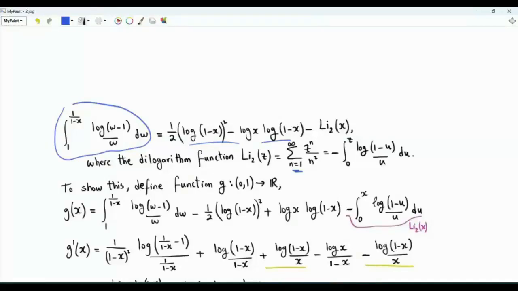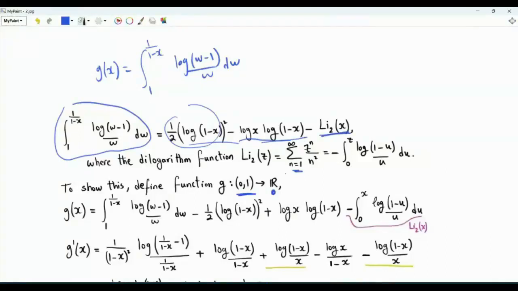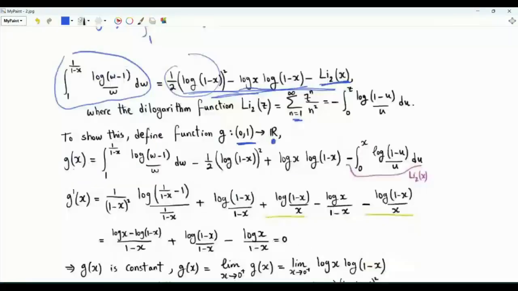We want to show that our integral of interest is minus the Dilogarithm function and then these two terms. We will prove this by defining g of x. That's a function whose domain is the open interval from 0 to 1. The codomain is the set of real numbers. We will define g of x to be our integral of interest, and then we have minus this term plus this term, and then we add the Dilogarithm function. We want to show that g of x is equal to 0. If we show that g of x is 0, then it means that the integral is indeed equal to this right-hand side. So that's g of x.